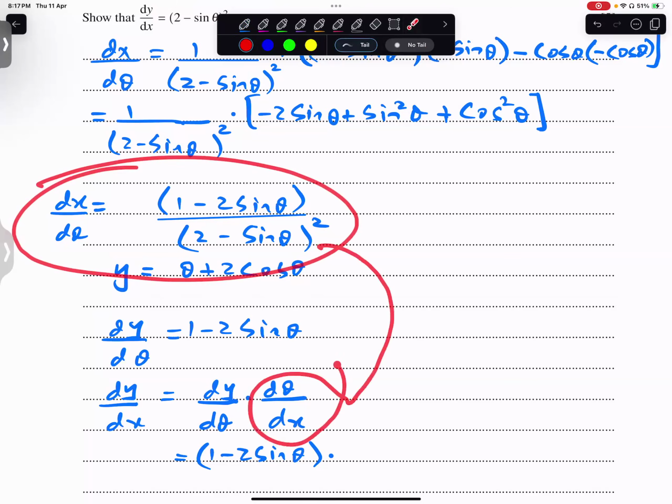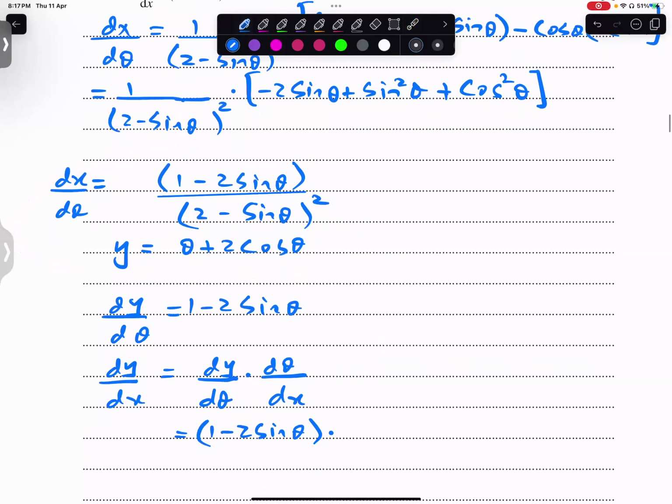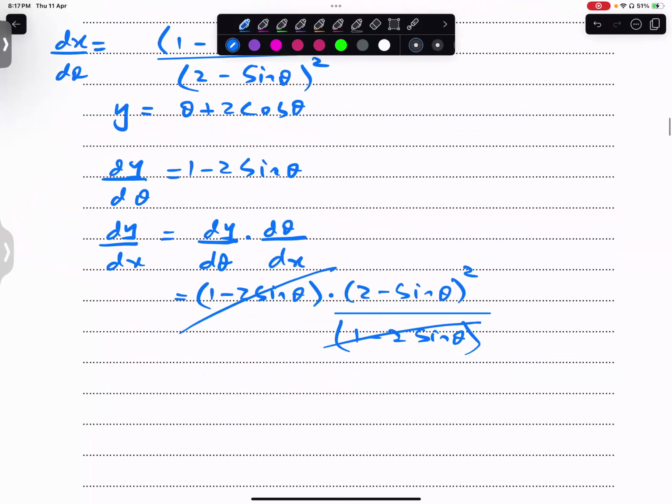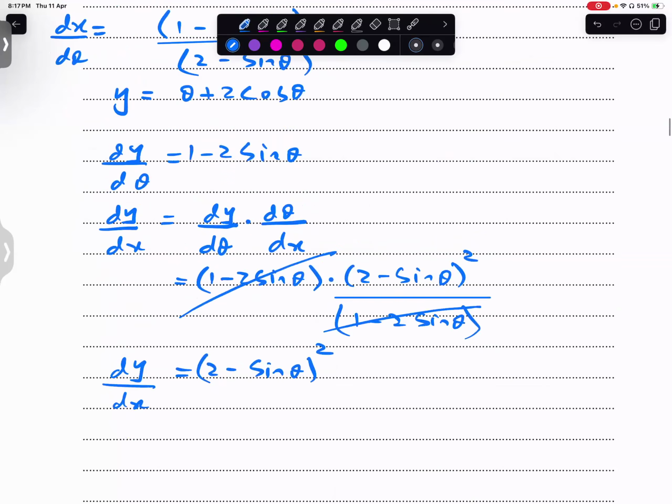So here you will use the reciprocal of that. If you take the reciprocal, you will get 2 minus sine theta whole square, and then divided by 1 minus 2 sine theta. So you can see that this bracket will be cancelled out, and you will get as a result 2 minus sine theta whole square. So this was the required expression.